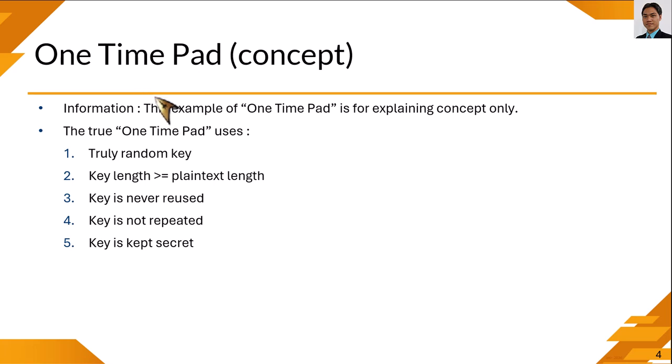Now, I need to explain first that this example of one-time pad is not really a real one-time pad. It's just for the basic concept, because the true one-time pad will use a truly random key, with a key length greater than or equal to the plain text length, where the key is never reused, will not be repeated, and is kept secret. But for today's concept, I'll use a simpler form of key that will be repeated.